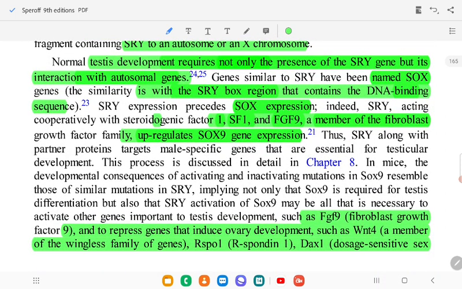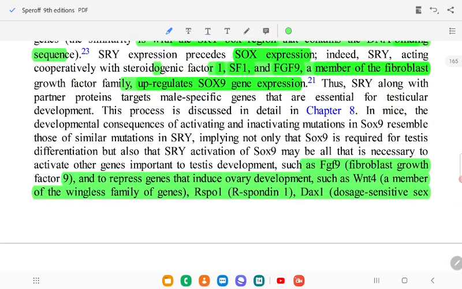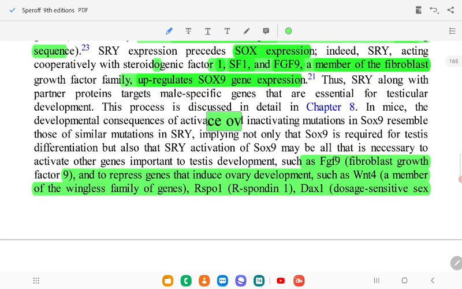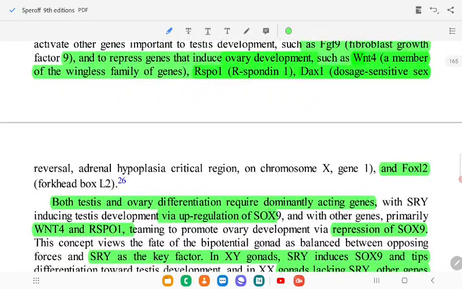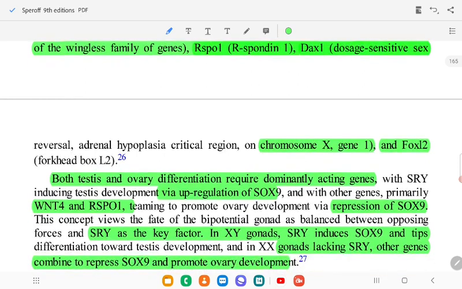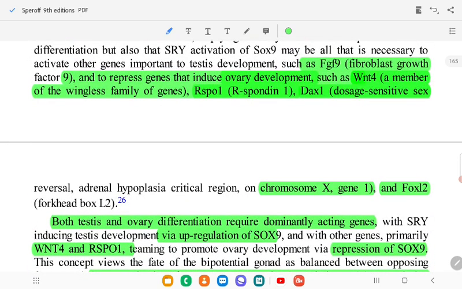Thus, SRY along with partner proteins targets FGF9, fibroblast growth factor 9, to replace the genes that induce ovarian development. For ovarian development there are four genes: WNT4, a member of the Wnt family of genes, RSPO1, DAX1, dosage sensitive sex reversal, adrenal hypoplasia critical region on chromosome X gene 1, and FOXL2 also. All these are required for the development of the ovary.